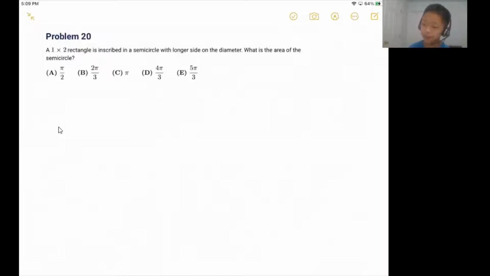This is a pretty interesting question, I guess. So in this question, we're given a 1 by 2 rectangle and it's inscribed in a semicircle with the longer side on the diameter. And we want to find what is the area of the semicircle.